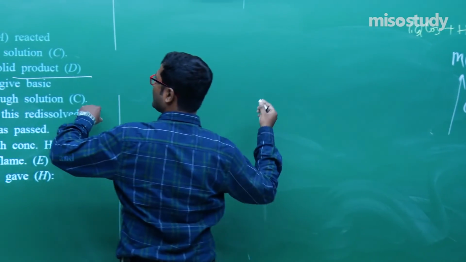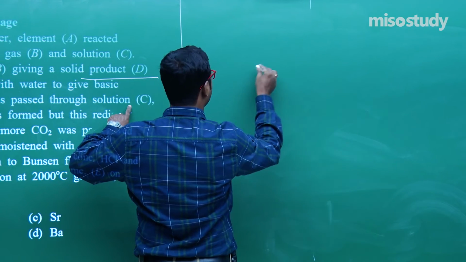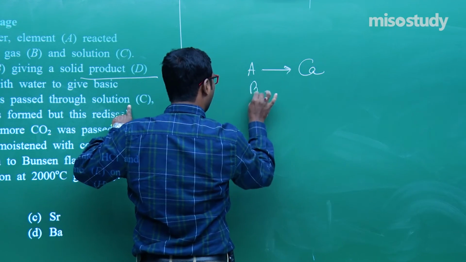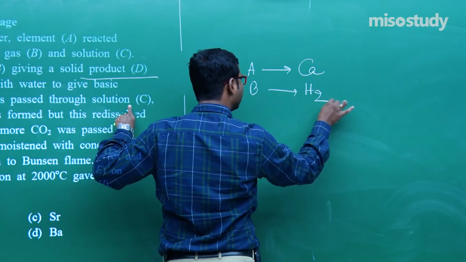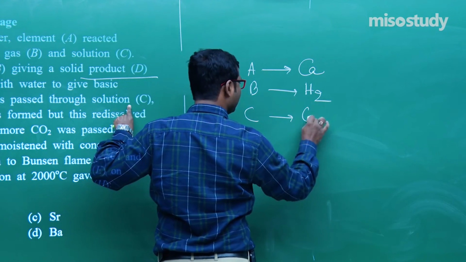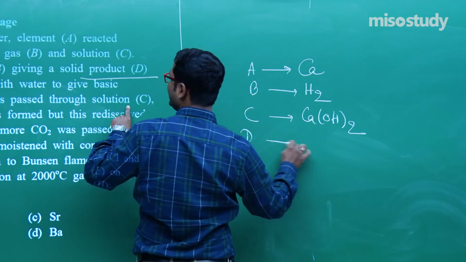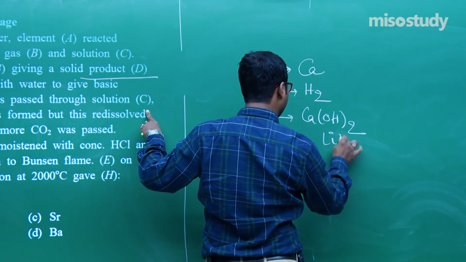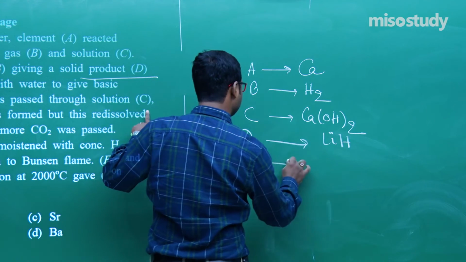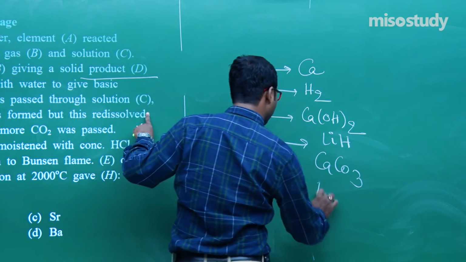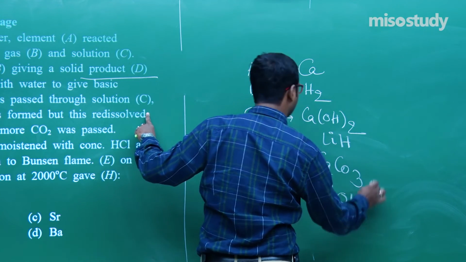Now look at what I am telling. On treatment with cold water, A is calcium, yes sir. Now B is H2, yes sir. Now C is Ca(OH)2, yes sir. Now D is LiH, yes sir. E is calcium carbonate, CaCO3. F is LiOH, lithium hydroxide.